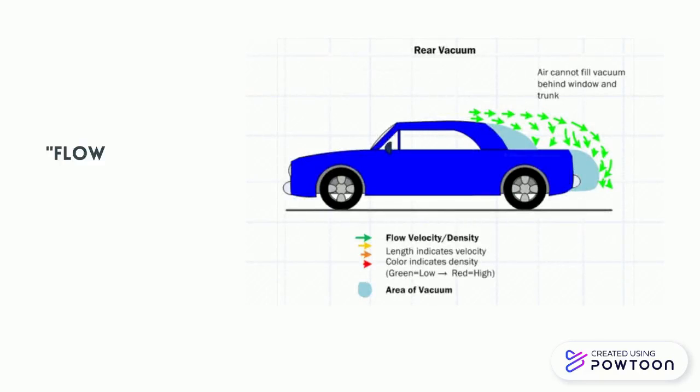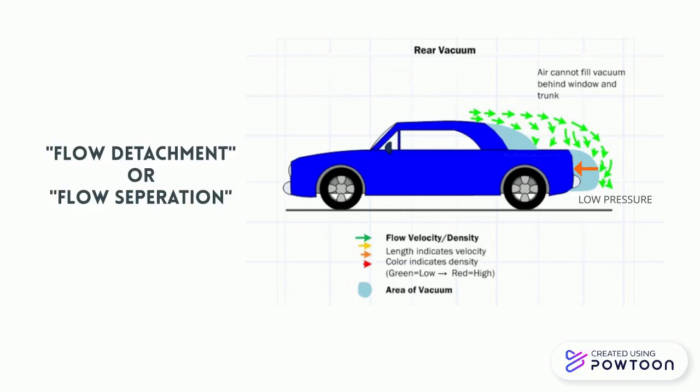By definition, the flow detachment or the flow separation is the inability to fill the hole left by the car. The flow separation creates the area of the low turbulent wake, and this causes the difference in pressure between the frontal and the rear parts of the vehicle and so produces the drag.